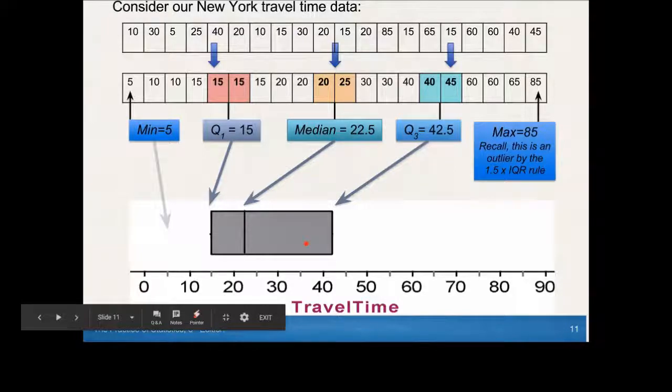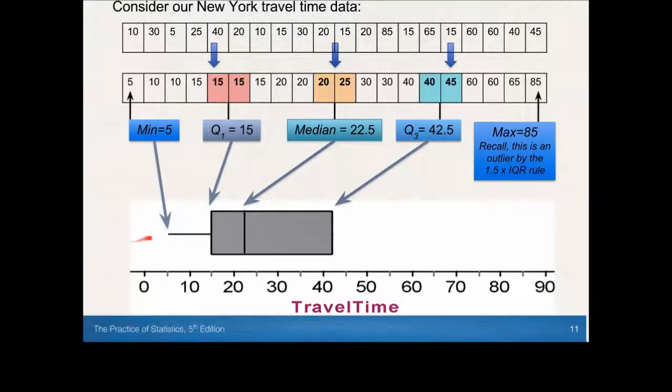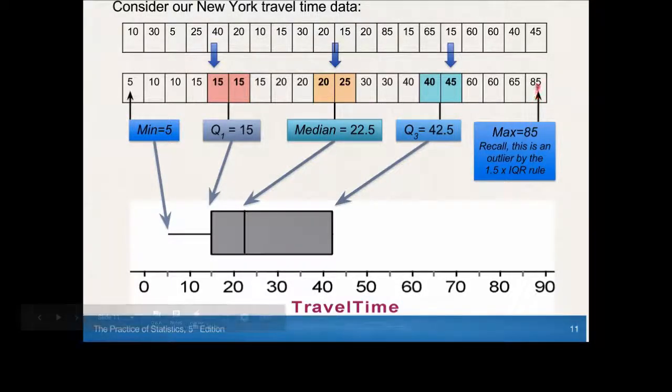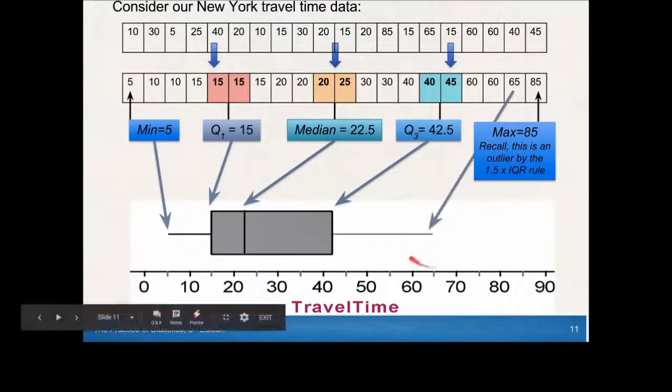We're then going to put the minimum out here. So the whisker out here goes out to the minimum. So there's 5. And then the maximum is 85. However, we figured out that was an outlier, so we actually use 65 as the maximum, and then we place a dot out here to indicate that 85 is an outlier. We're not going to put an asterisk, we're just going to put a dot. Make sure you label the number line with what the data represents.